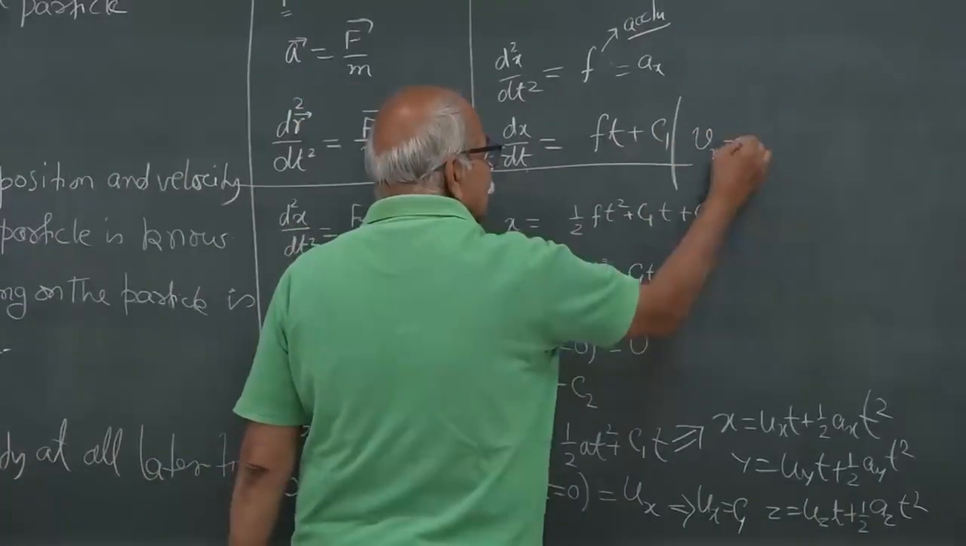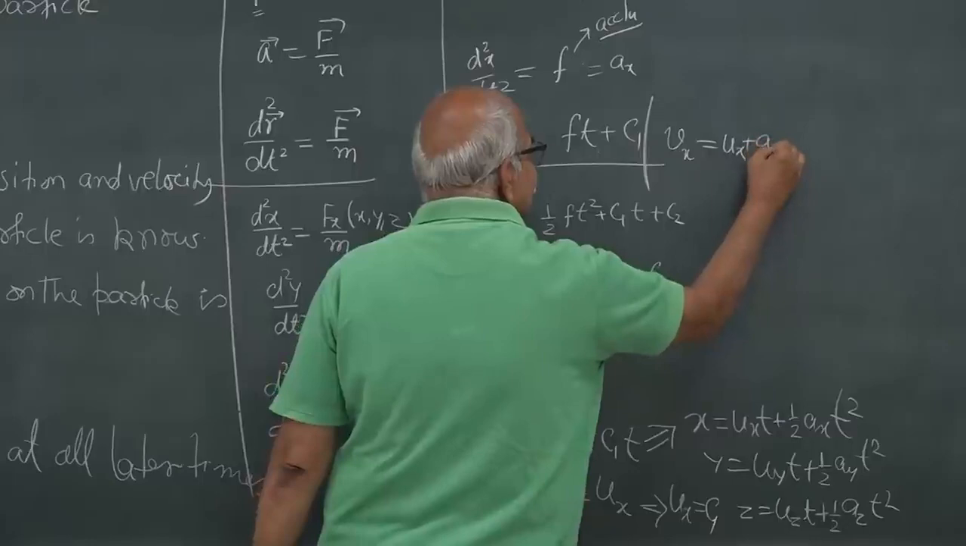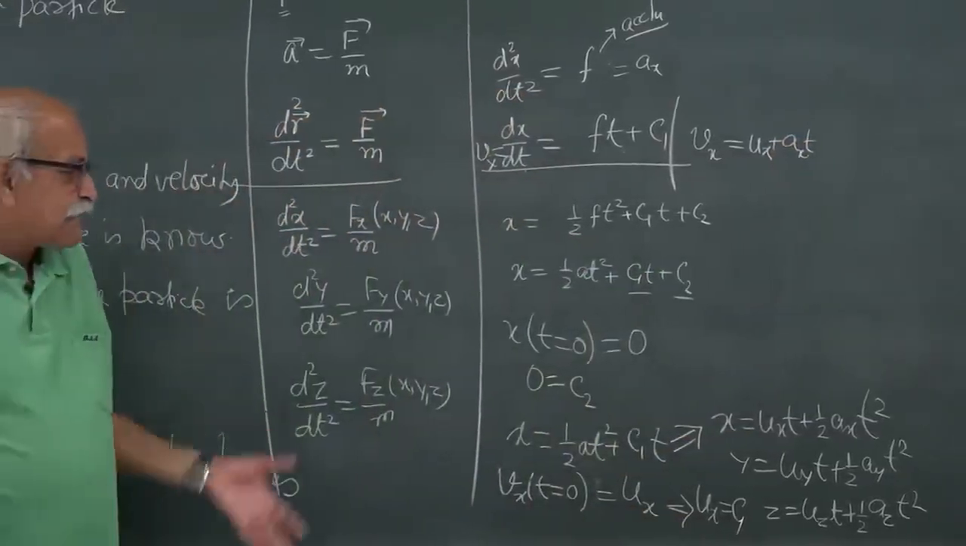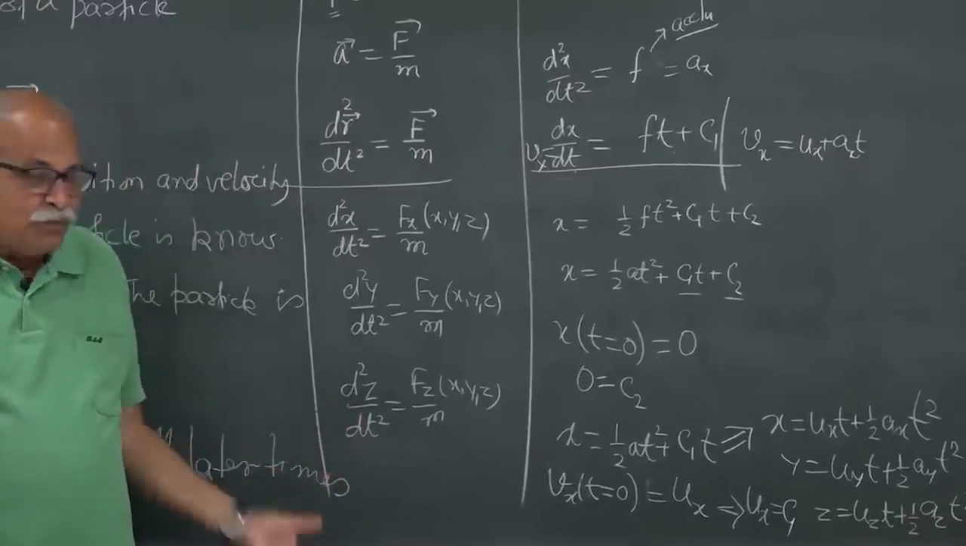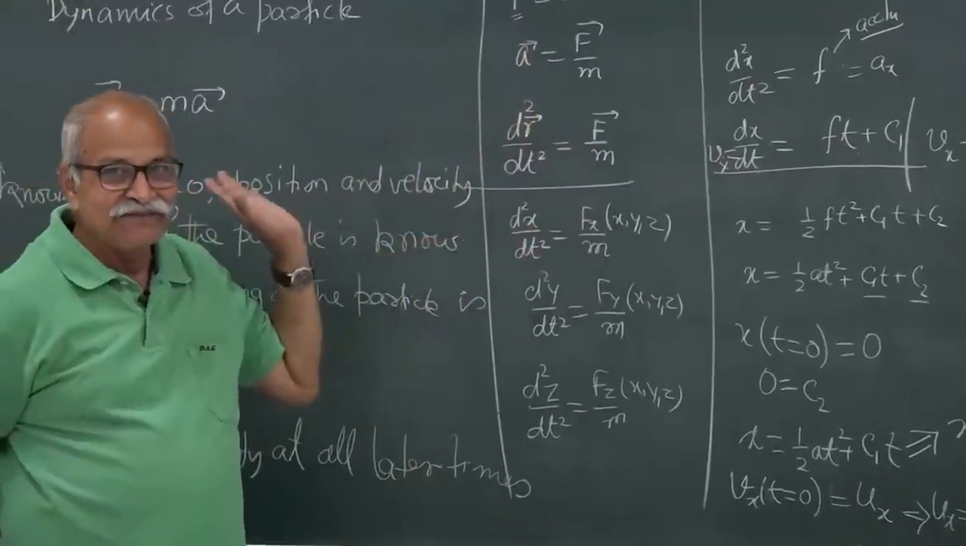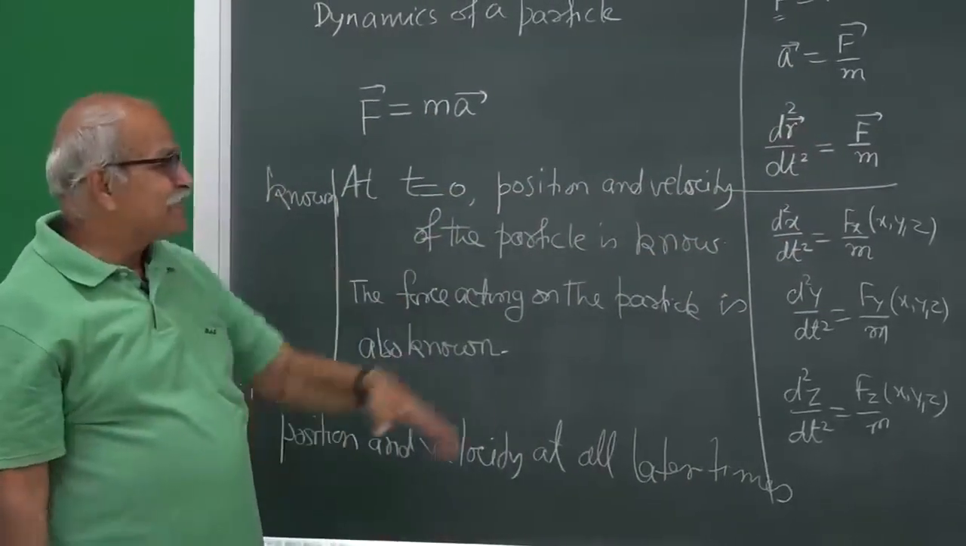so Vx is equal to, C1 is ux and this is ax. So, all those equations that you learned in the first chapter of your high school book in mechanics, all those things can be found from here. So, in principle the task is over, right, if it is constant.